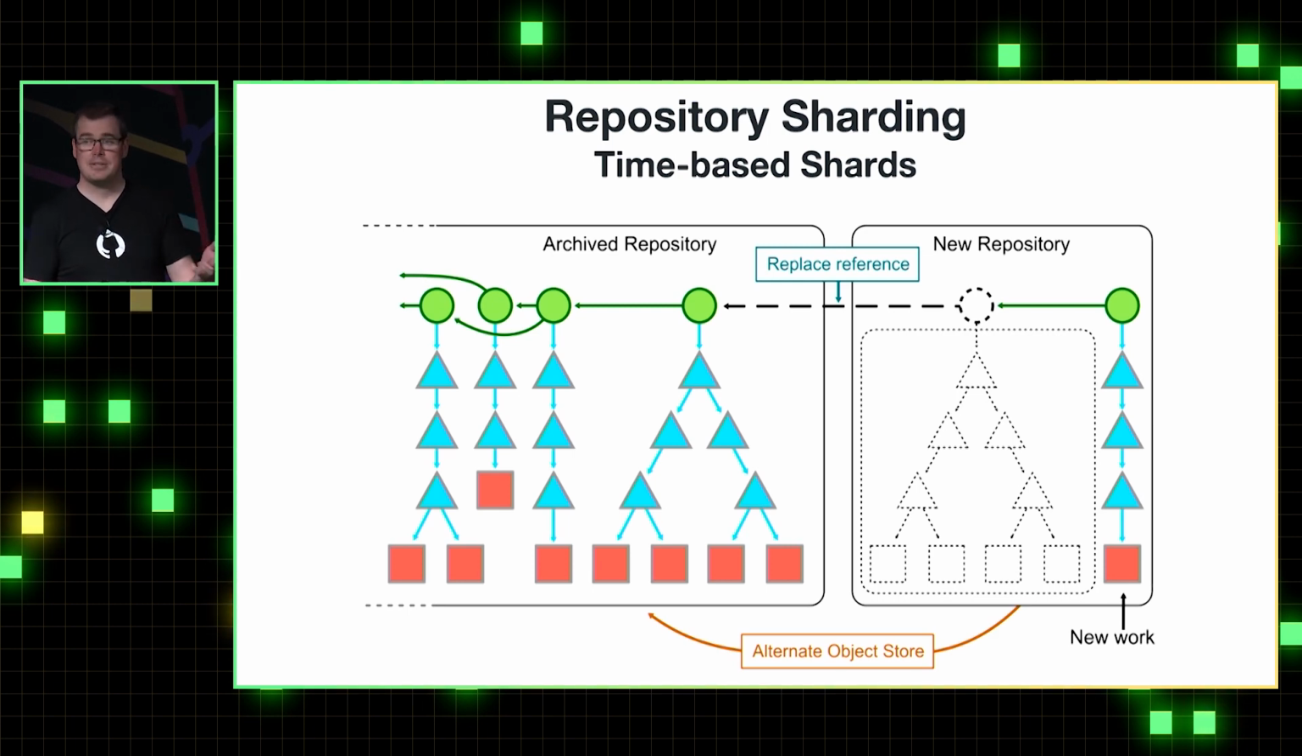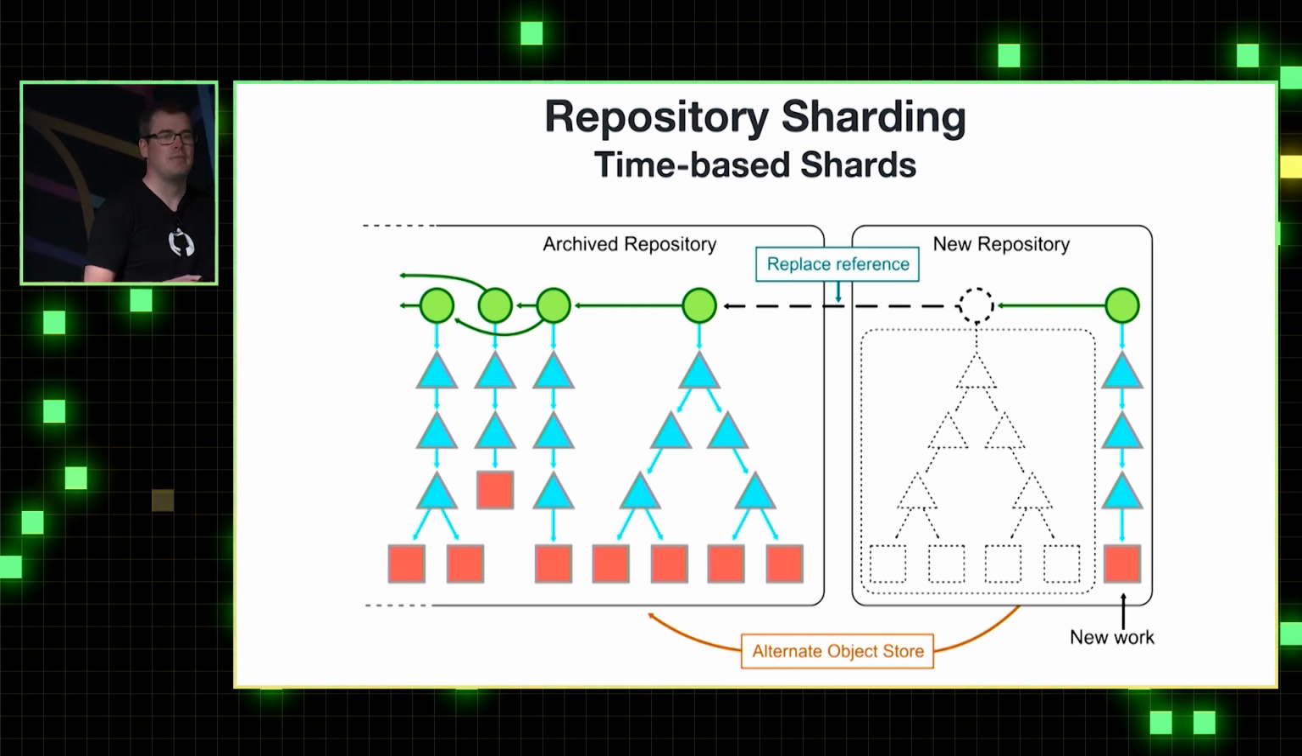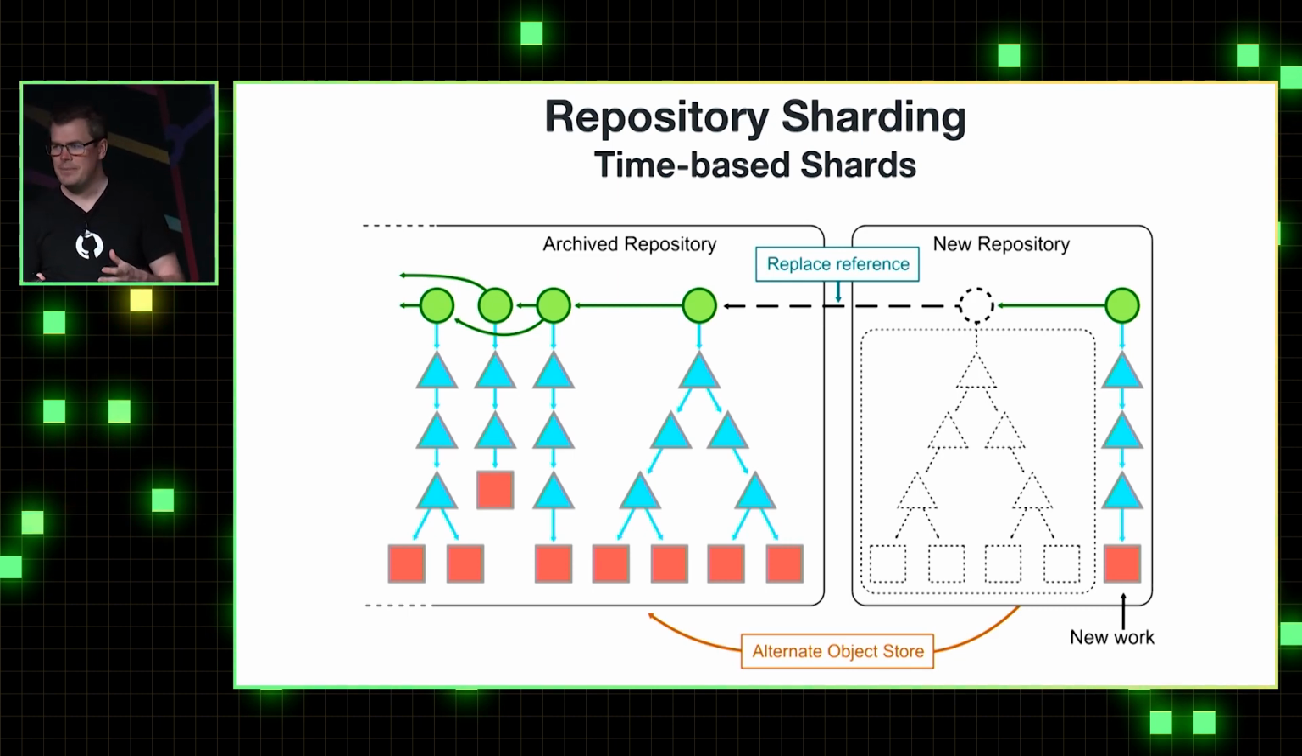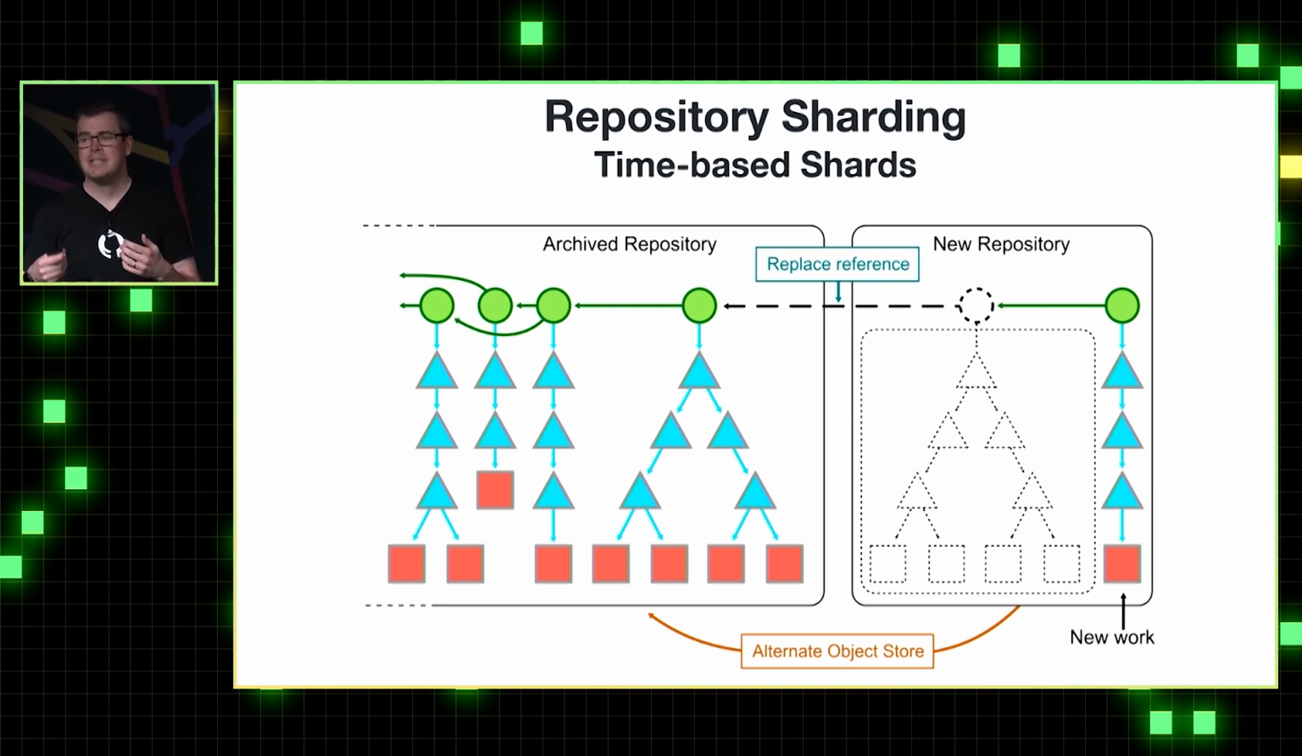You can use replace objects to say, when I get to this root commit, instead go to the previous tip. And you can access those objects from the archived repository using an alternate object store. In this way, you can still have that full history view when you need it, but this isn't a very efficient way to be, so I don't recommend keeping it this way all the time. But it's there when you need it. And as you move forward in the new repository, you'll need it less and less often.